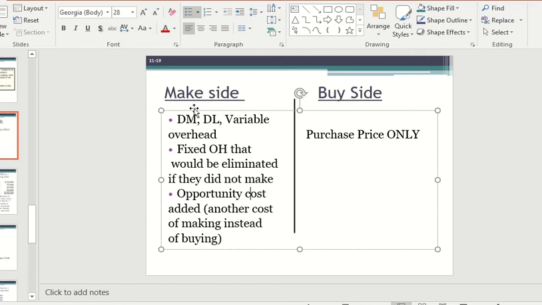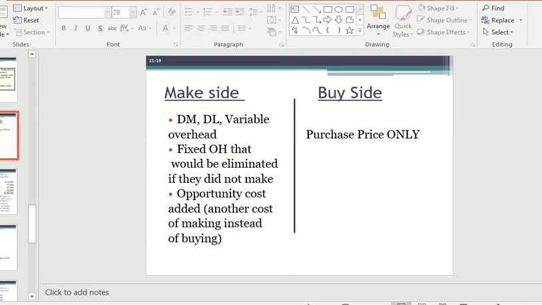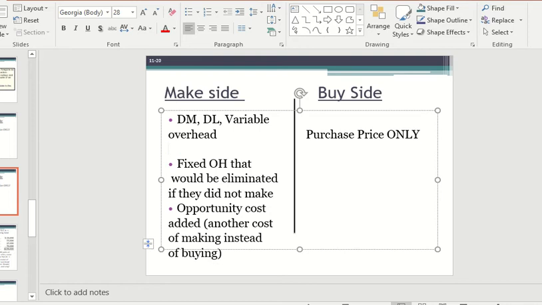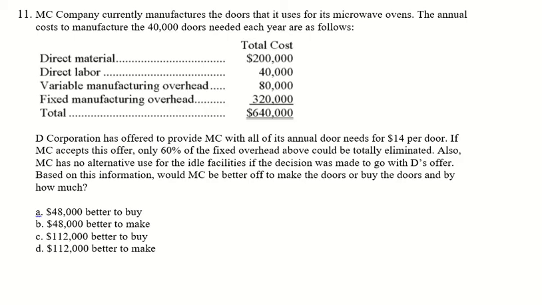Okay, so I'm going to put direct material, direct labor, the 60% that would be eliminated, no opportunity costs, and the $14 purchase price. So if I got a new slide, or maybe I could just copy and paste this slide and work on it. Okay, so this is just the $14 on this side, the purchase price. And we can just do a total because we want 40,000 doors. So 200,000, 40,000, 80,000, all variable.